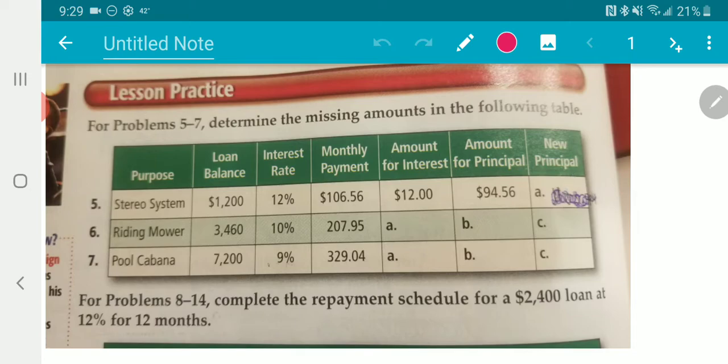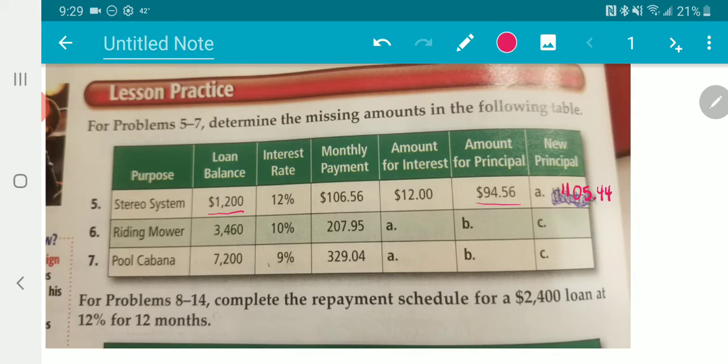If you remember from the notes, my new principal is just my previous principal, which I started here, my previous principal at $1,200, minus your payment to the principal. So $1,200 minus 94.56, and my answer comes to 1105.44.